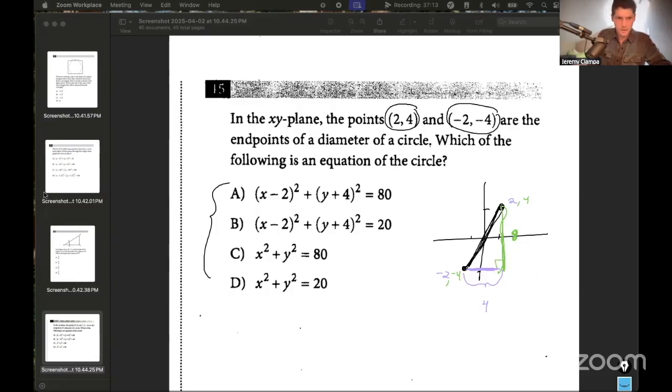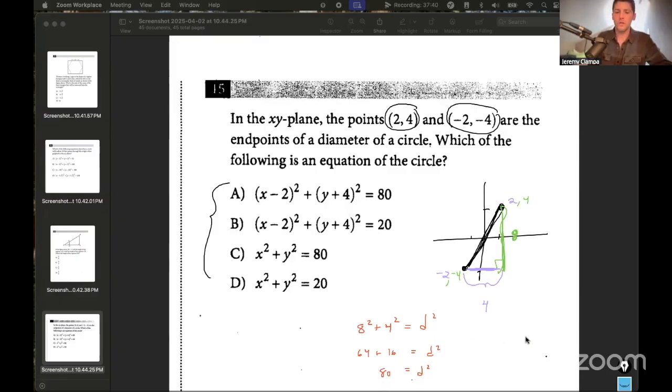8 squared plus 4 squared equals the diameter squared. That's 64 plus 16 equals diameter squared, and that amounts to 80. Okay, so there's a shortcut here using the answers. Our equation is not diameter squared, it's radius squared. You may be expecting to see half of this value.